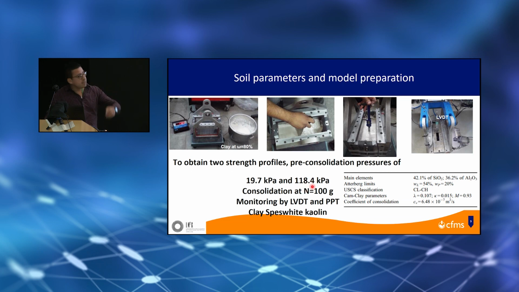The centrifuge was accelerated at 100 G, and then the consolidation is monitored by displacement transducers on top of the clay and pore pressure transducers to observe all the consolidation behavior of the clay. And the material used was speswhite kaolin, which has extensive data sets, and they are easy to compare with other researches.